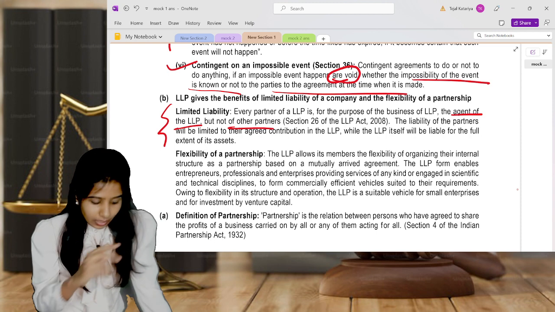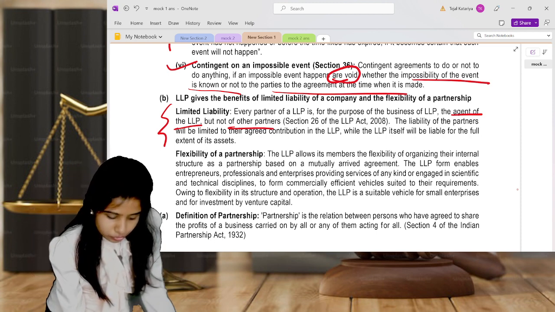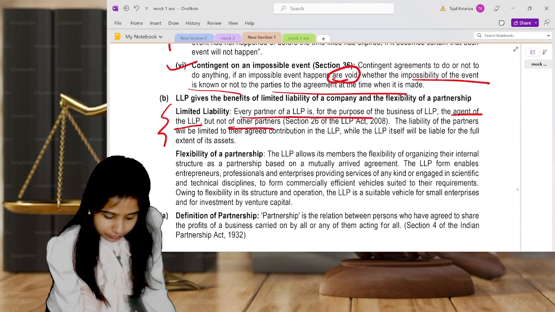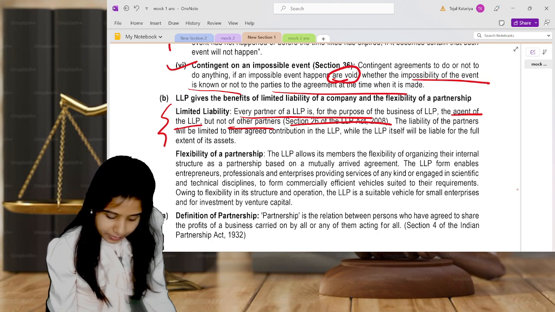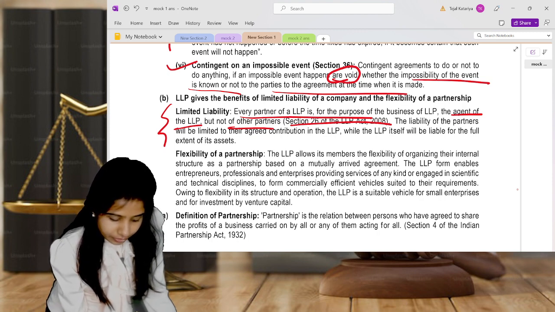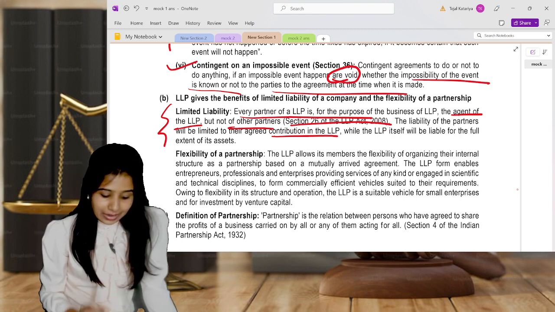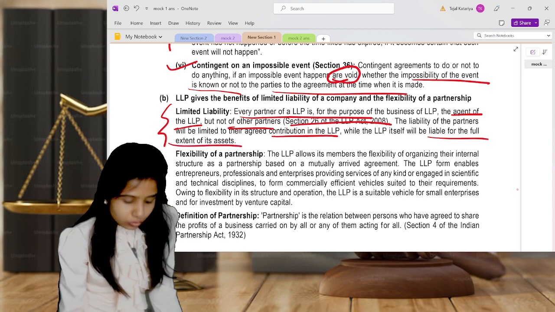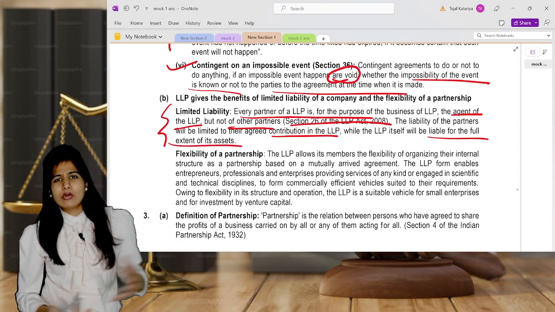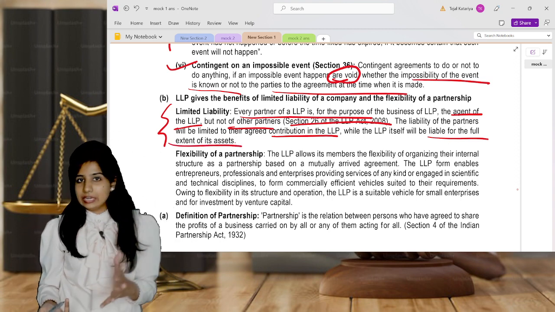So the first point, you are supposed to write this line. The second thing, given under section 26 of the LLP Act, is that the liability of the partners will be limited only to their contribution. They have agreed to some contribution only, and they are liable to the extent of the assets they are holding in the LLP, otherwise no.